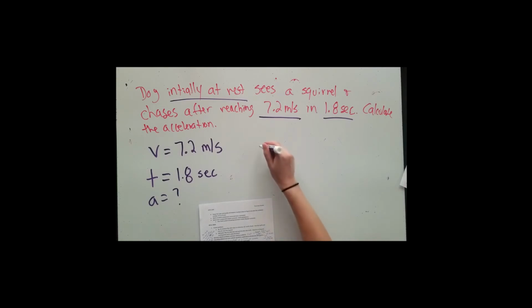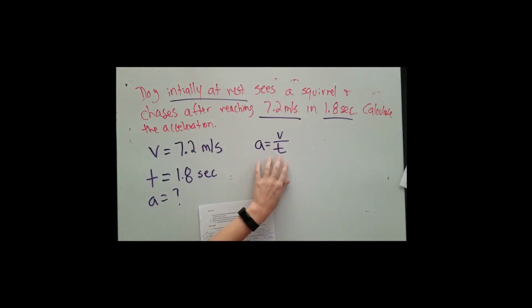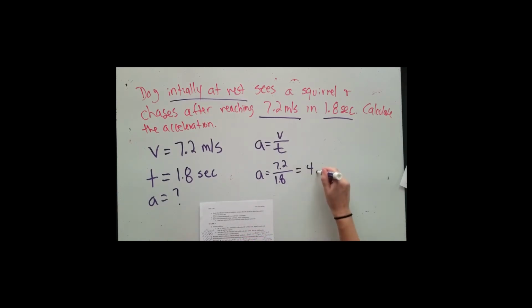So to calculate acceleration, one of the equations I can choose, there's multiple to choose from, but this is going to be the easiest for me because I don't have to rearrange it. So to figure out acceleration, you're taking velocity and dividing it by time. So I'm going to take that 7.2 meters per second, I'm going to divide it by 1.8 seconds. And the acceleration of the dog was 4.0 meters per second squared. So acceleration is meters per second squared.